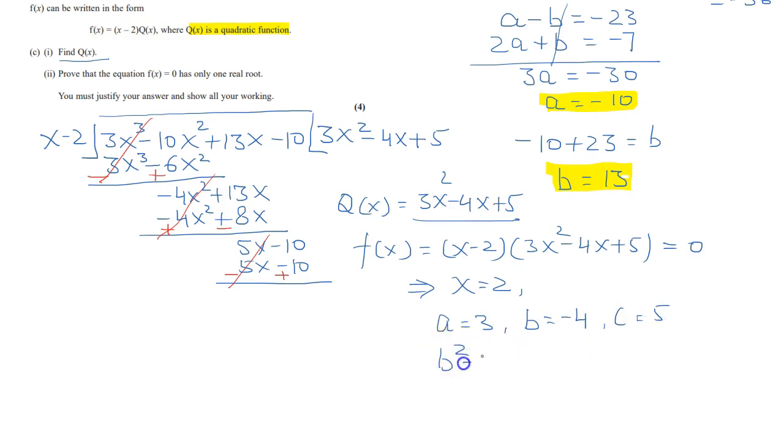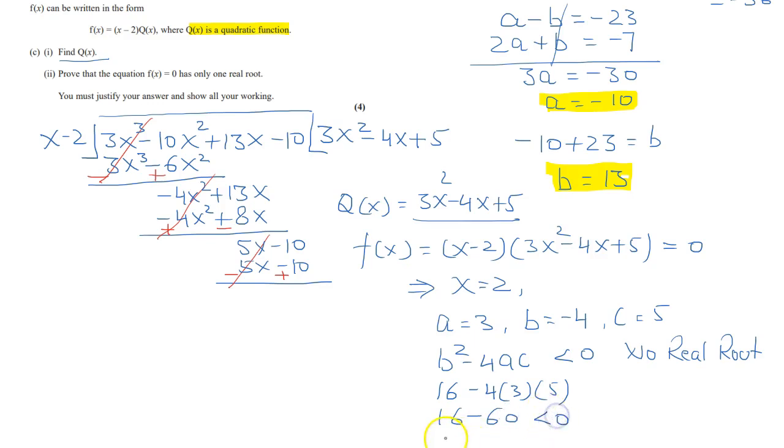We know that if b squared minus 4ac is less than 0 or negative, it has no real root. So b squared is minus 4 squared is 16, minus 4, a is 3, and c is 5. So this is 16 minus 60. So this is less than 0. Hence it proves that it has only one real root.